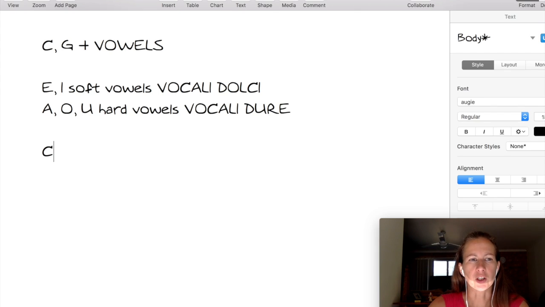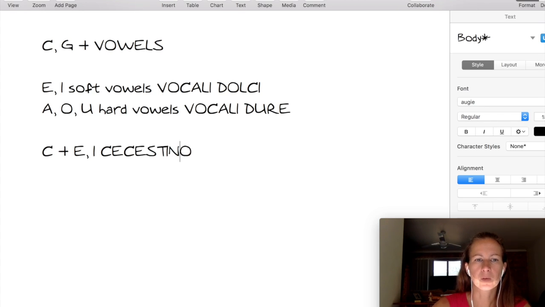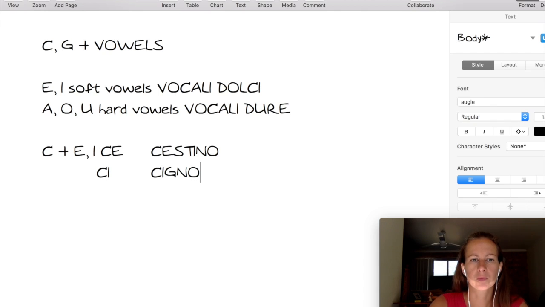So if the letter C is followed by E or I, the sound that comes out is a soft sound, and that we pronounce when we pronounce the alphabet. So C plus E would be Ce, like for example in cestino, and C and I would make Ci, as in cigno. Cigno is swan.